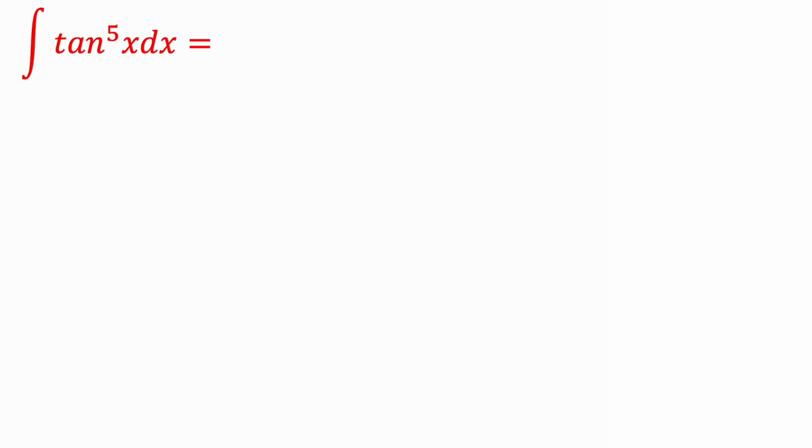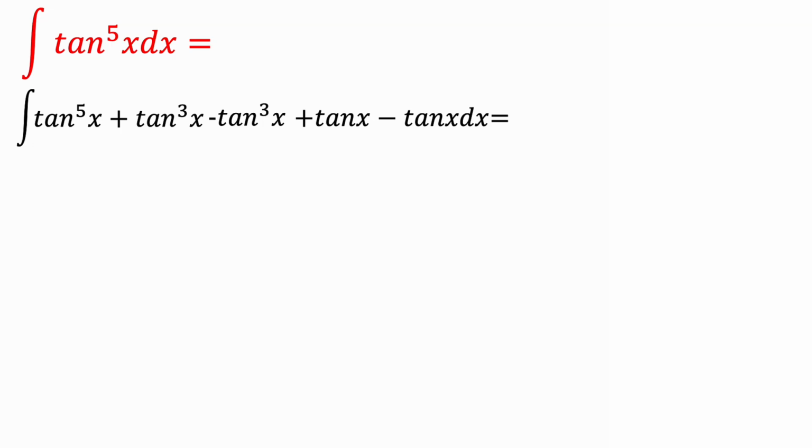Suppose I want to calculate the integral of tangent to the power of 5. If we subtract 2 from 5, we get tangent cubed. So we write tangent cubed, and then we subtract tangent cubed. Now, again, subtract 2 from 3, add a tangent, then subtract 1. What do we get? We end up with tangent to the power of 5 plus tangent cubed minus tangent cubed plus tangent minus tangent. Now, group them 2 by 2 and factor them.